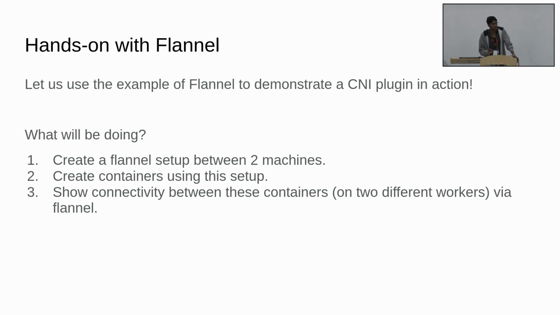So ideally what I wanted to do was pair you up into groups of 2 and show connectivity between a container on machine 1 and machine 2. But given the number of networking problems we have had with the VM and inside host and stuff, we're going to simplify this and instead have you run 2 containers which are going to act like workers for you, right?